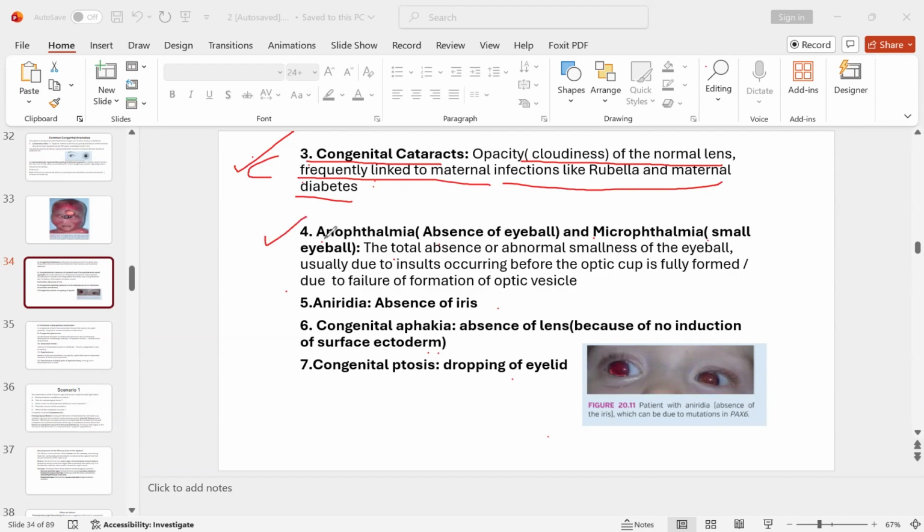So now let's move to anophthalmia. Anophthalmia means absence of eyeball. And this happens when there is any insult caused to the fetus before the optic cup is fully formed.